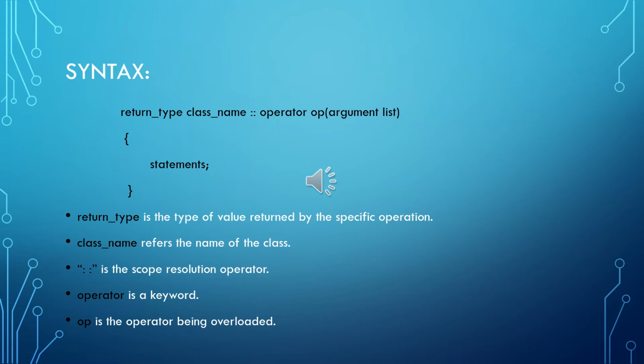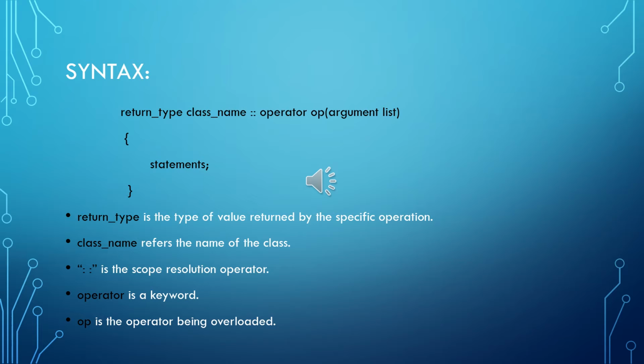Next, we are going to see the syntax for operator overloading function. Return type, class name, scope resolution operator, OP, argument list, and within the curly braces, we have to specify the statements. What are all these things means? Return type. A return type is the type of value returned by the specific operation. Class name. Class name refers the name of our class. Four dots refers the scope resolution operator and it is really very mandatory.